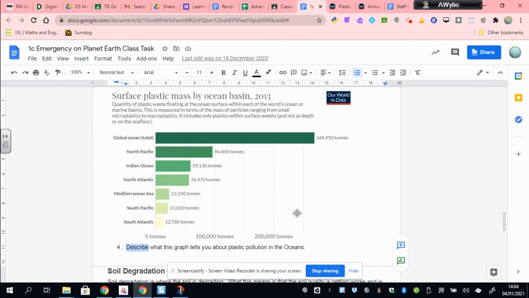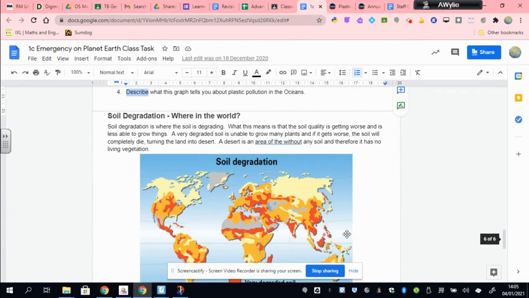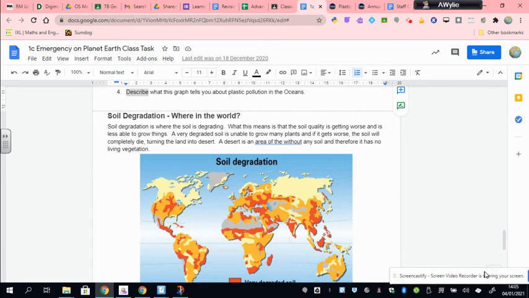Right, let's move on to our final issue. Now, this is a very worrying issue. We're going to spend a bit of time looking at this one this year. It's gaining a lot of global importance as people recognize the problem is getting worse. This is to do with soil degradation. It's where the soil is degrading.